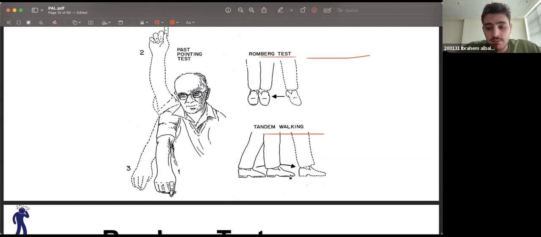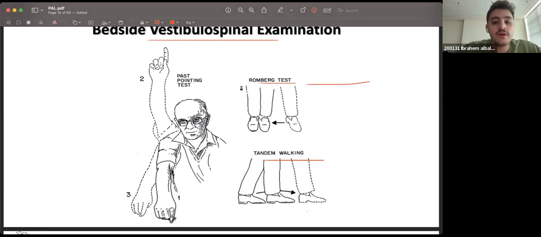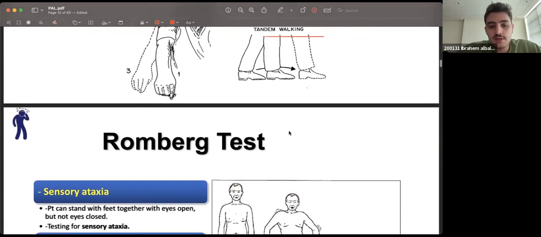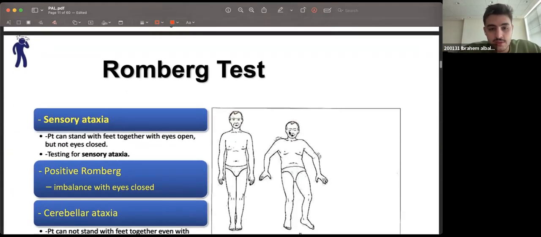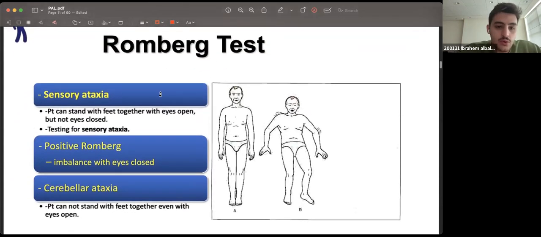Tandem walking, you ask them to put heel to toe and walk. This will help you assess the dorsal lemniscal pathway. If he can do both, that means his spinal cord dorsal column is all right, and you should test something else. Okay, as I said, in the Romberg test, you ask him to close his eyes, and he will no longer be able to balance. And it will tell you that he has a dorsal column lesion, if it's positive.